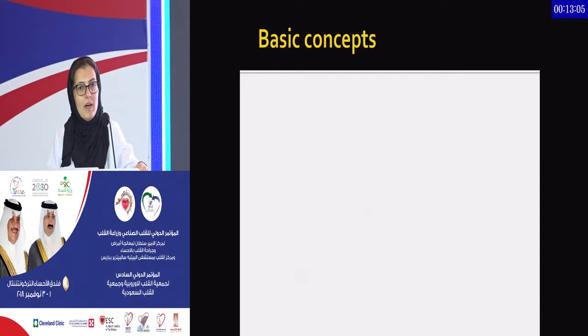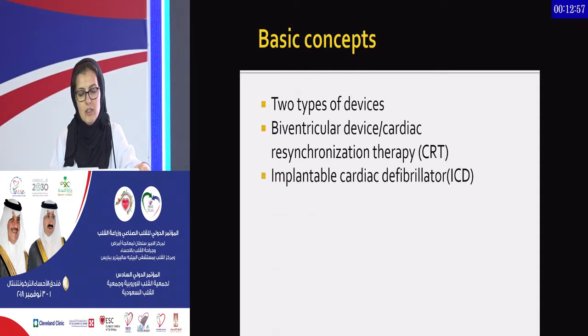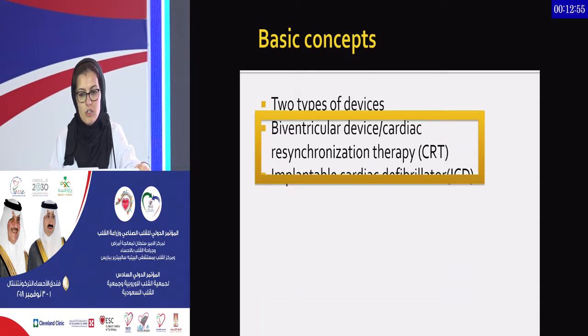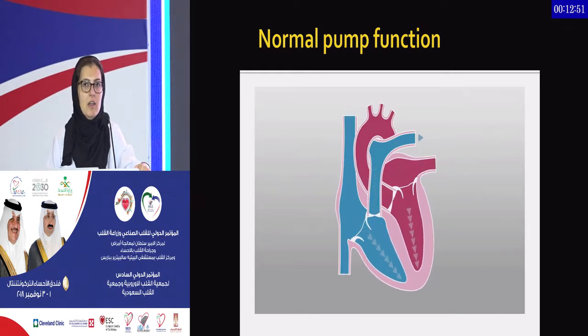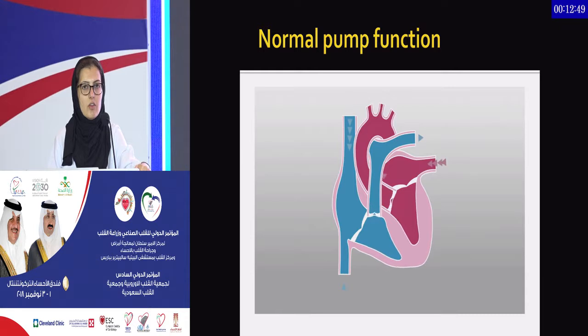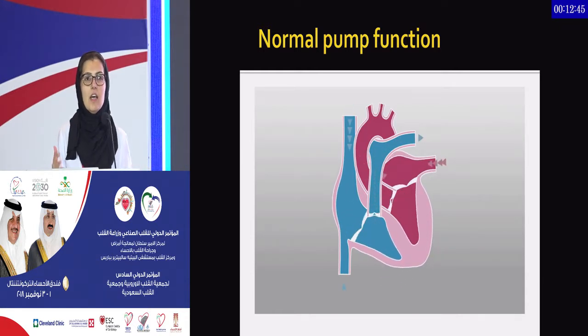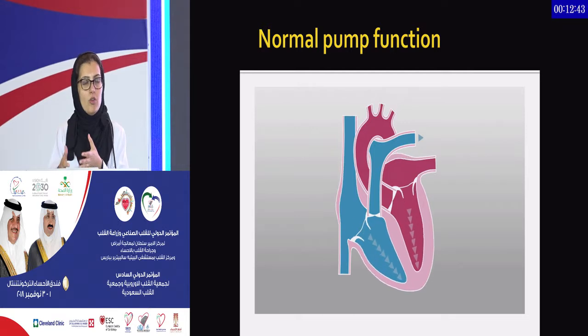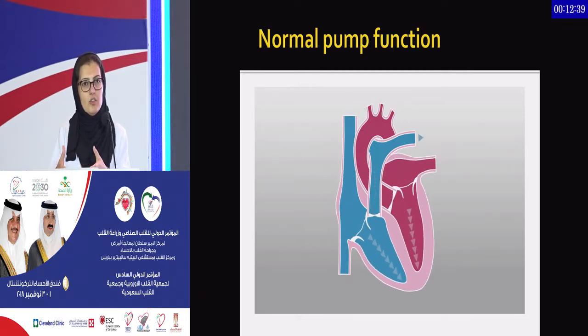So just to go back to some basic concepts, the two major devices, again, as I've mentioned, I'm going to be talking about is a biventricular device, or a CRT, and an ICD. So we'll start off with the biventricular device. And the whole rationale behind establishing cardiac resynchronization therapy was that the heart function, for easiness of sake, has two major walls. You have the interventricular wall and the free left ventricular wall.